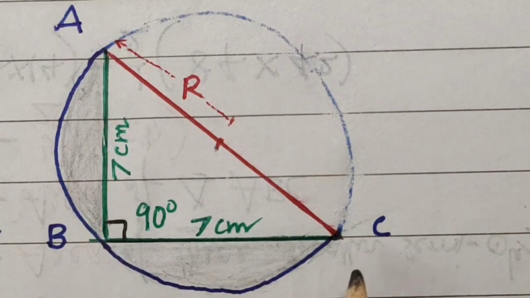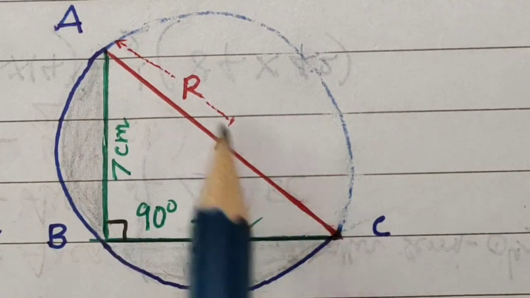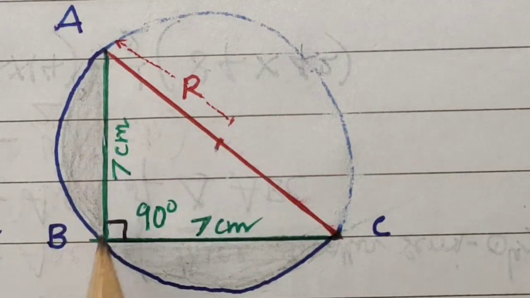Triangle ABC is an isosceles triangle with angle ABC equal to 90 degrees. A semicircle is drawn with AC as diameter. If AB is equal to BC is equal to 7 centimeters, find the area of the shaded region. So now we have to find the area of the semicircle. From that we have to deduct the area of the triangle, that gives the area of the shaded portion.